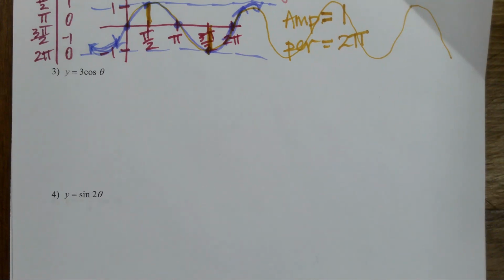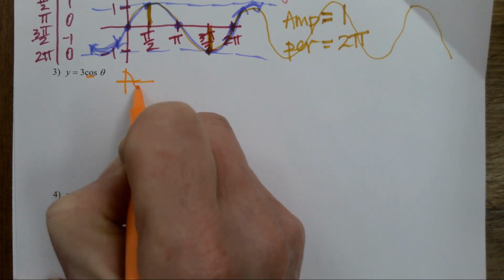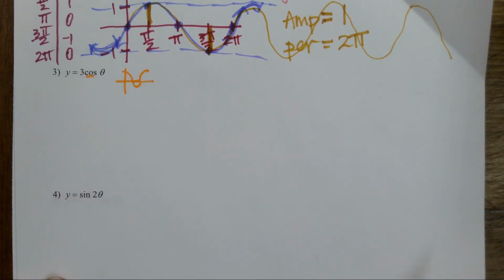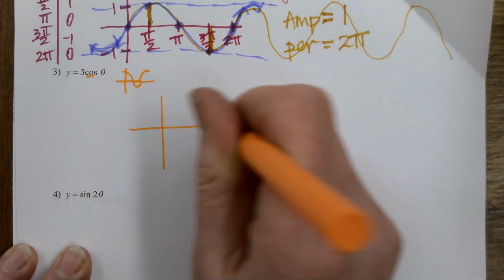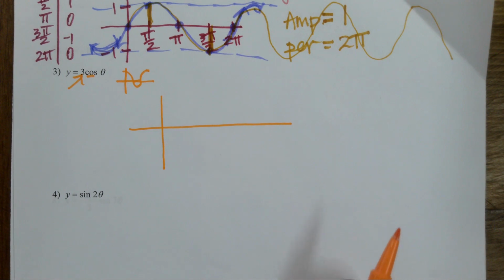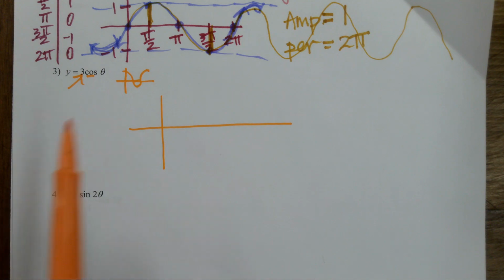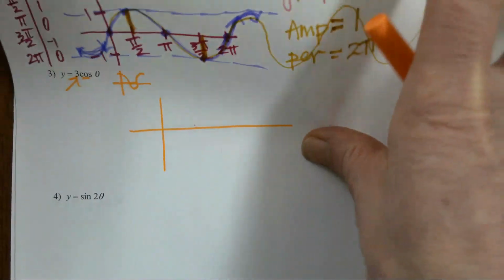So on this one, I have a cosine graph. Cosine looks like this. What has changed on this cosine graph is this number in front. That means whatever value I get in the table, I'm going to multiply it by 3. So if I look at my original table, I can get that down there. I don't know if I'll be able to do this.